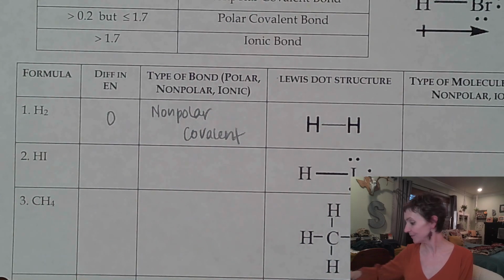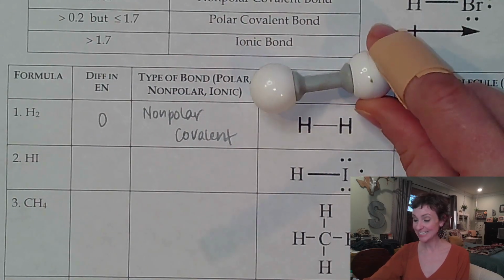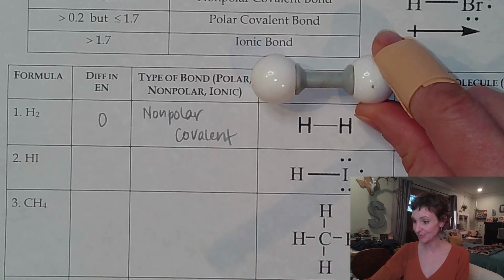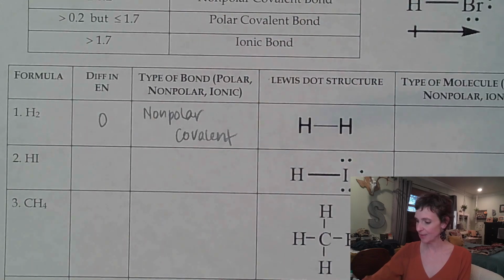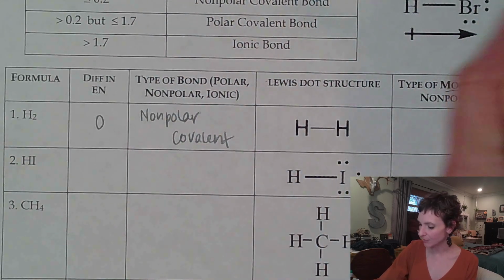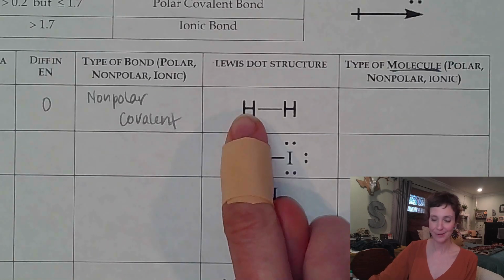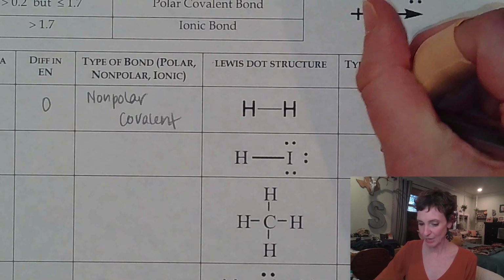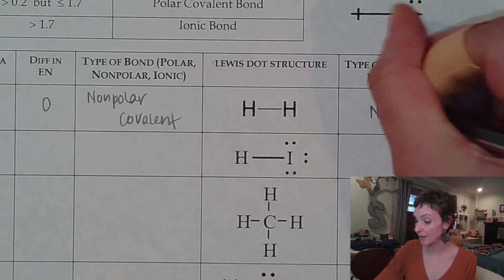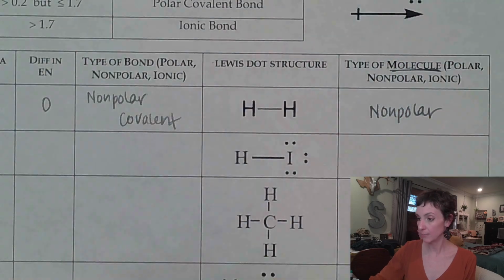And looking at it, let me see if I have an example. Here we are. Look, there it is, right? I see no polarity in that bond. The electrons are shared equally, no dipole. So if I'm looking at the type of molecule here, there's no net dipole because there's no bond dipole. There are only 2 things in this molecule, so we're going to say that it is also a non-polar molecule.